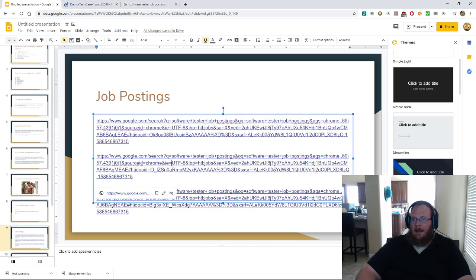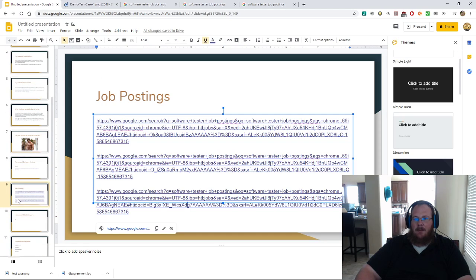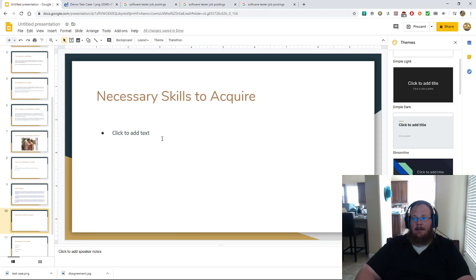And the reason why is because job postings are a great place to go to see what kinds of skills you need to have. And we're actually going to list them here: necessary skills to acquire to become a software tester.